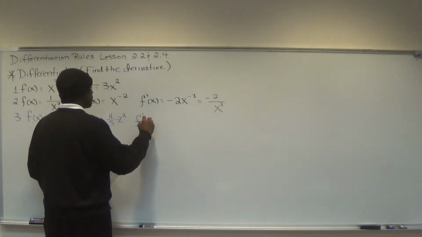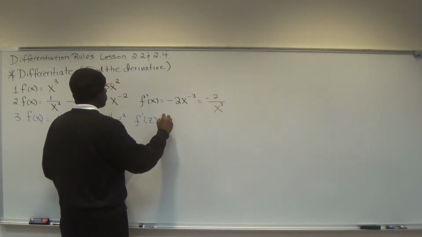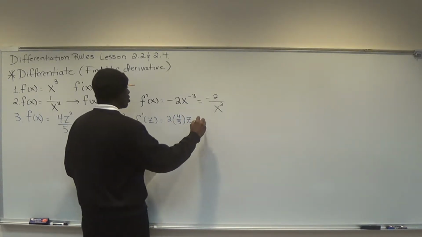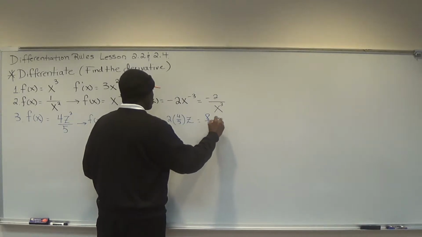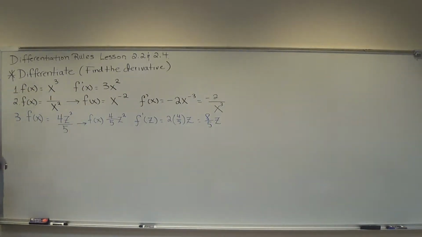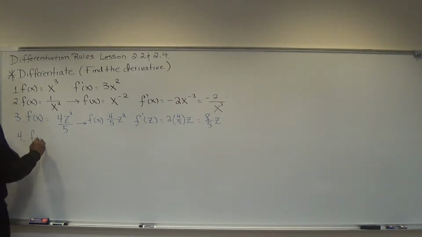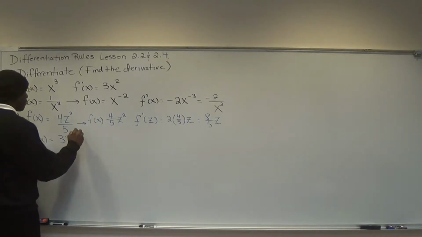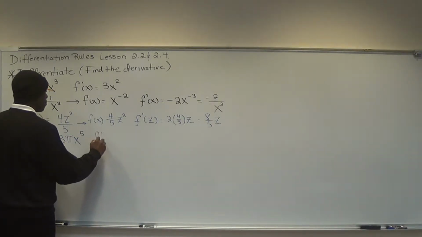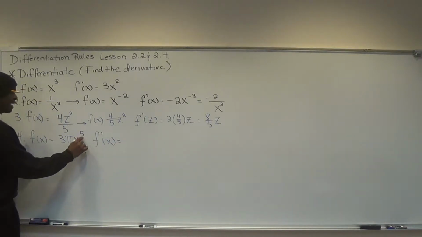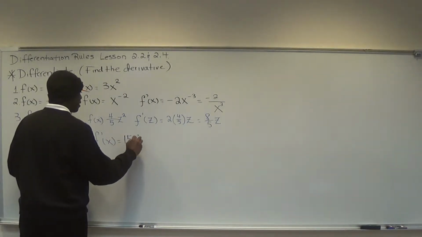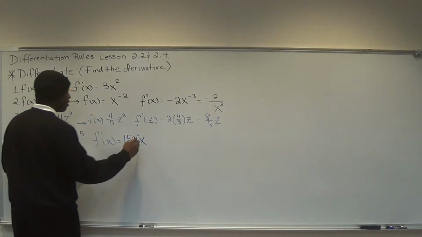F prime of z equals 2 times 4/5 times z, which equals 8/5 z. Example 4. F of x equals 3 pi x to the 5th. Well, then f prime of x, the derivative, is take 5 times 3 pi, 15 pi, x, and subtract 1 from 5, and you get 4.